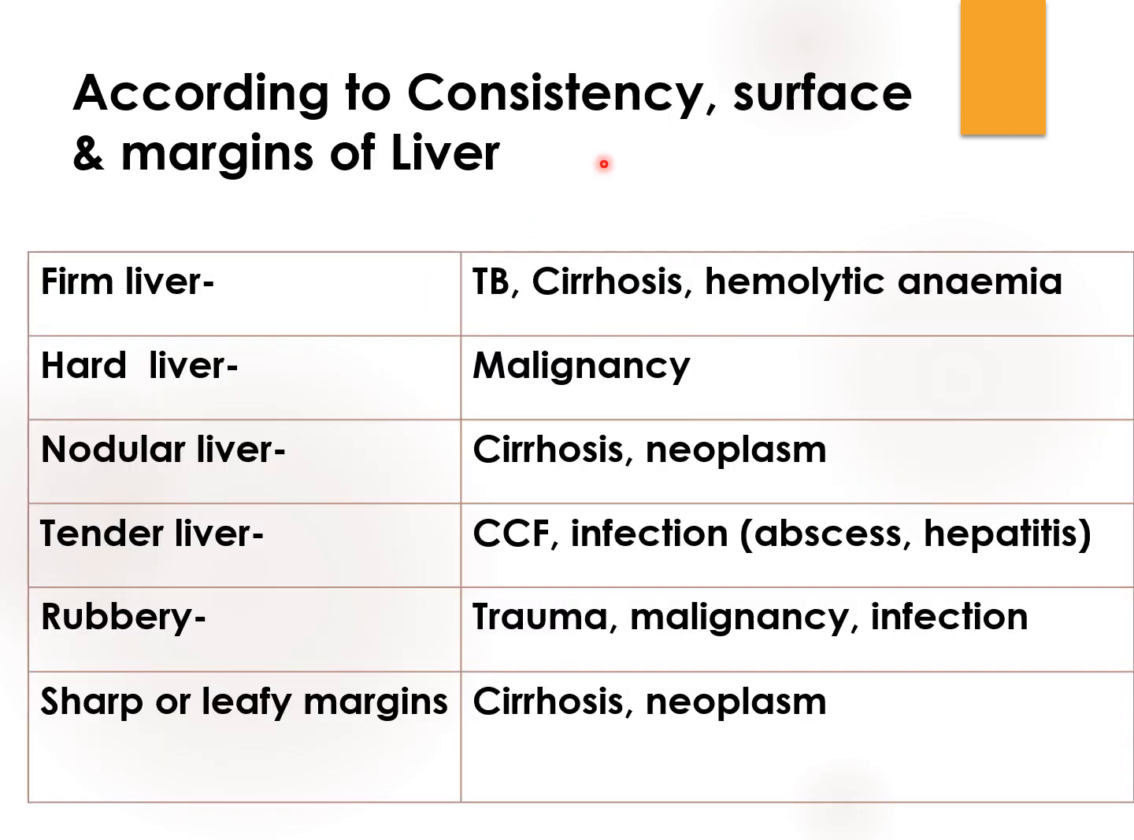Now, according to the consistency, surface, and margin of the liver, we should know the differential diagnoses. Firm liver is seen in tuberculosis, cirrhosis, and hemolytic anemia; hard liver with malignancy; nodular liver means cirrhosis or malignancy; tender liver means congestive cardiac failure or infection; abscess and hepatitis will lead to a tender liver. Rubbly surface is seen with trauma, malignancy, and infections, and sharp leafy margin is seen with cirrhosis and malignancy.